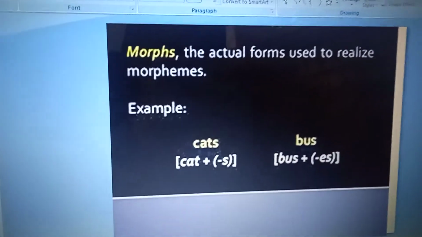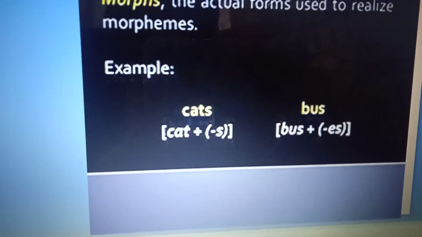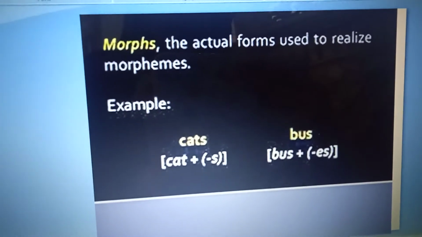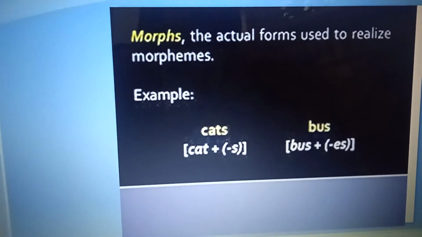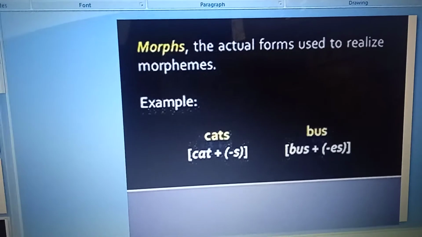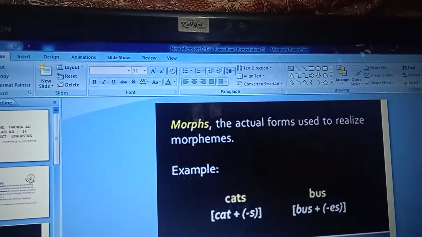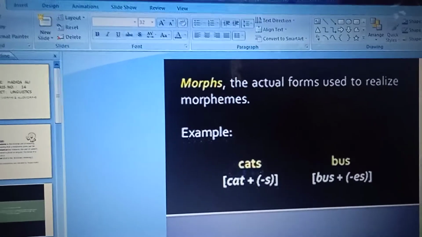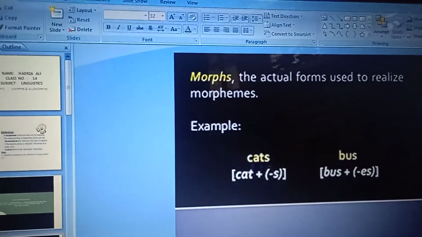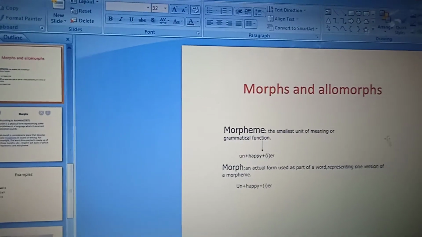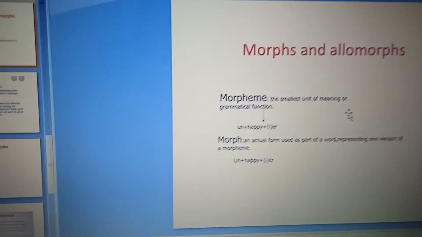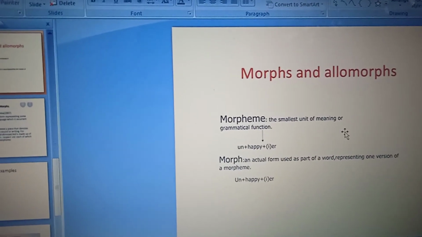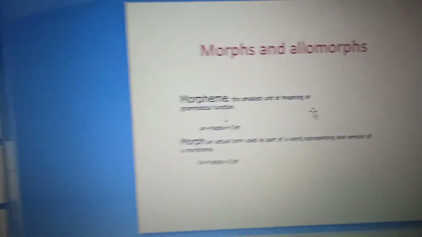But when we write down that morpheme, like you can see, cat plus s, cat has its lexical or dictionary meaning. Also this s gives us the meaning that there are many cats, so it is the grammatical meaning. The morpheme is something abstract, and morphs is the actual form used to realize that morpheme. As you can see, a morpheme is the smallest unit of meaning or grammatical function, and a morph is the actual form used as a part of a word representing one version of a morpheme.